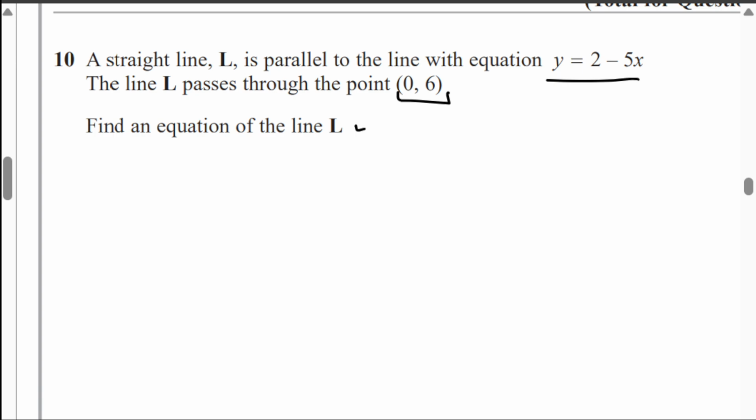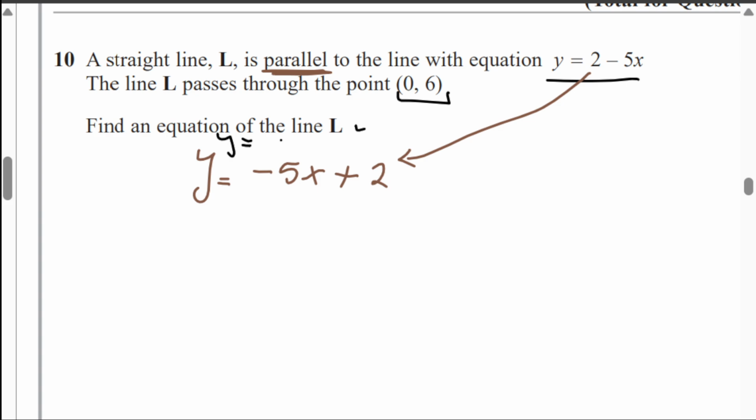This is very good. Now, when they say the line is parallel, that means they have the same gradient, or the same slope. Let's write this equation in a nice way. So y equals, instead of 2 minus 5x, I write minus 5x plus 2. Isn't it the same? It is the same. Why did I do that? To make it in this form, y equals mx plus c.